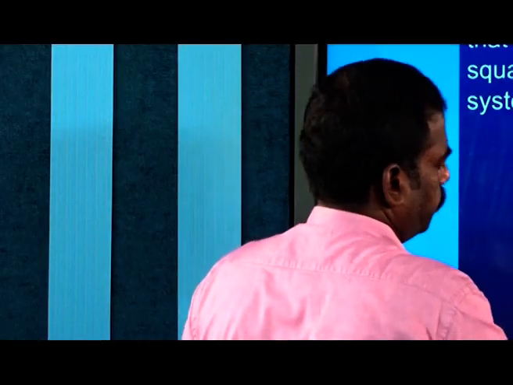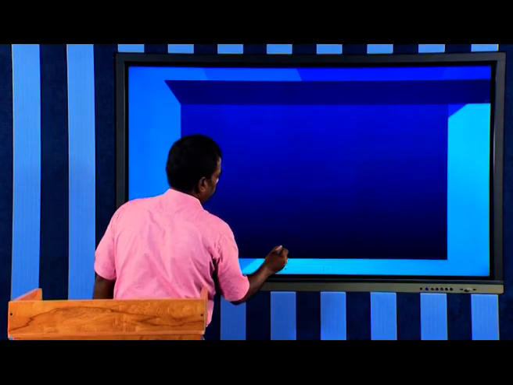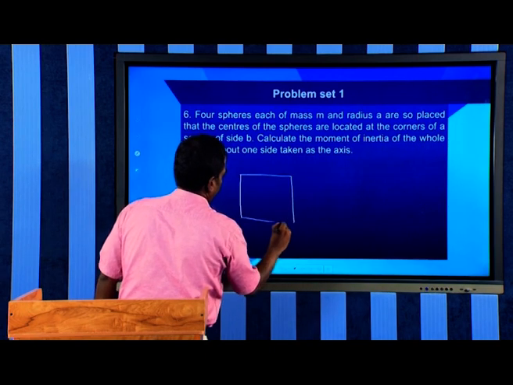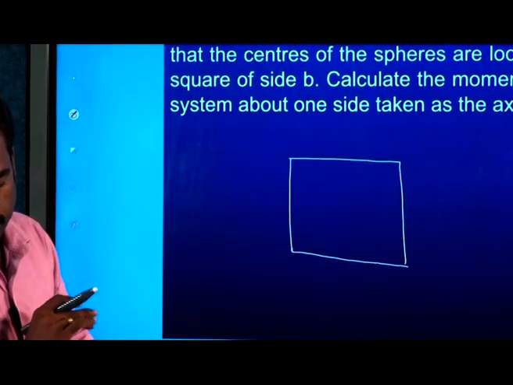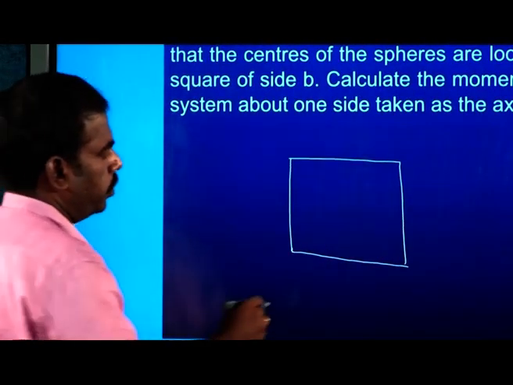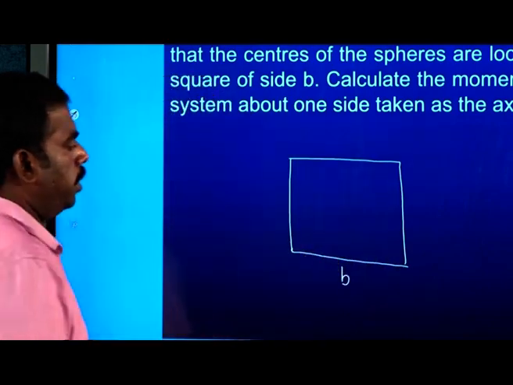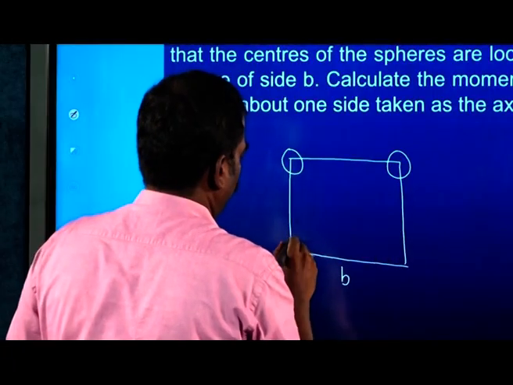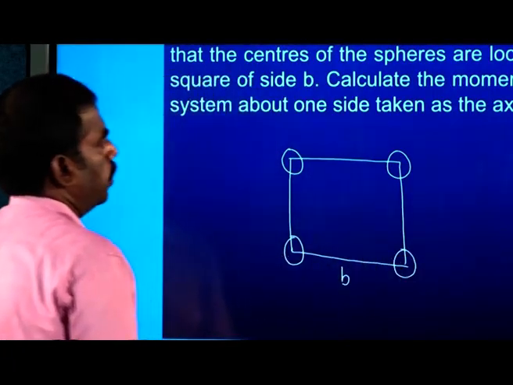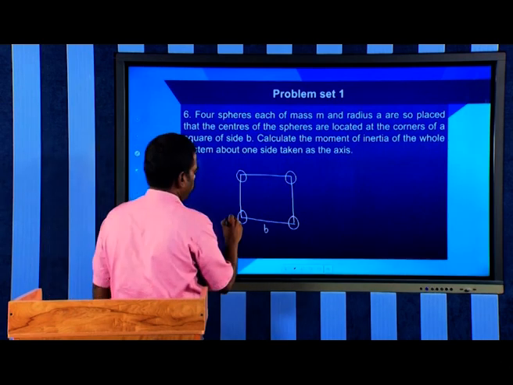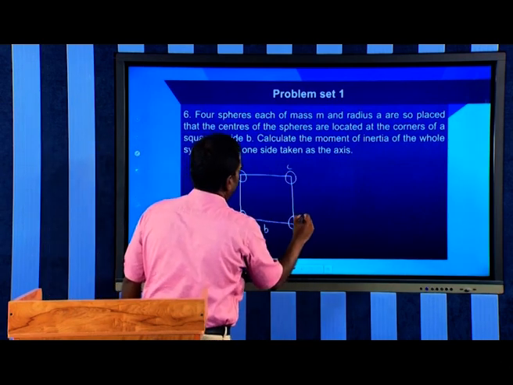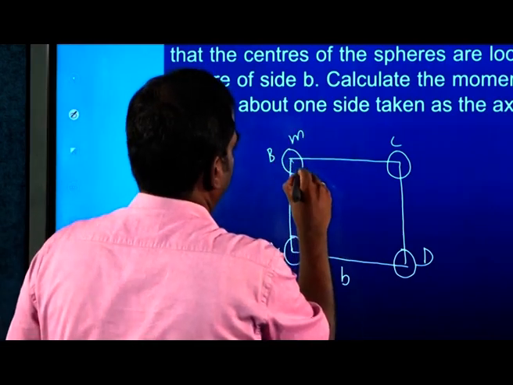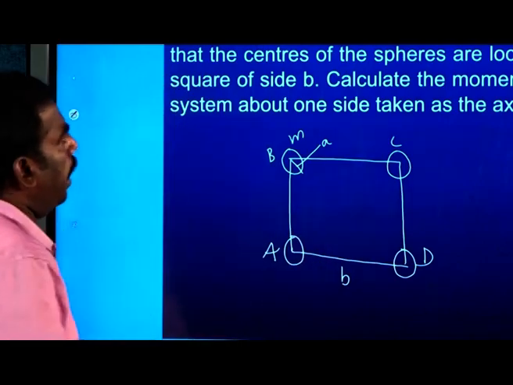We have a square of side b, so b is the side length. We are placing 4 spheres at the corners A, B, C, D. The spheres have mass m and radius a.